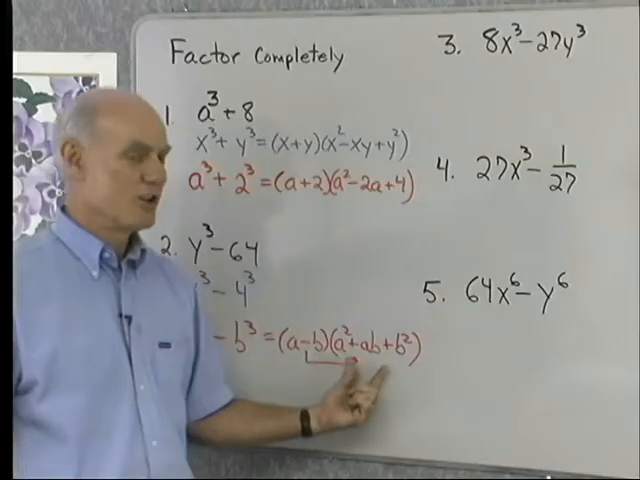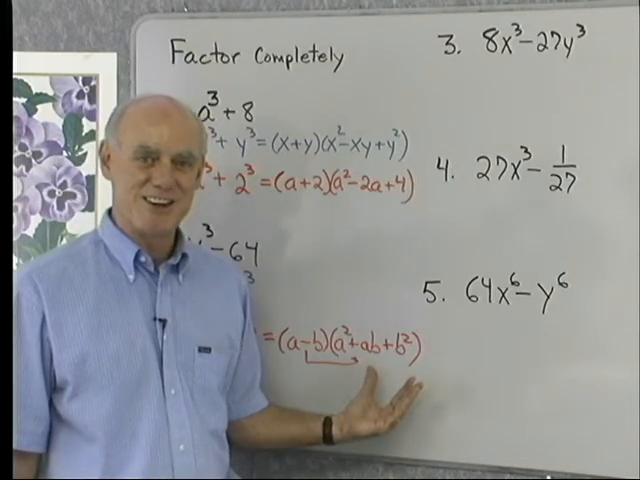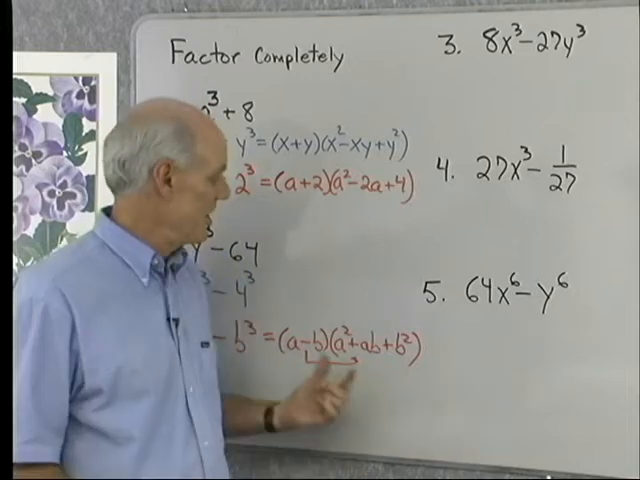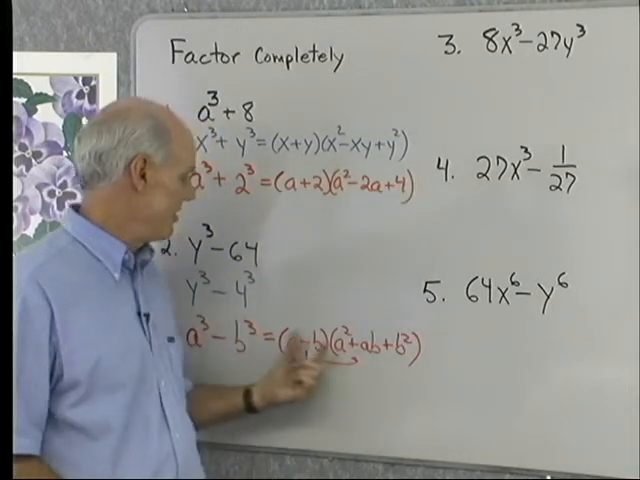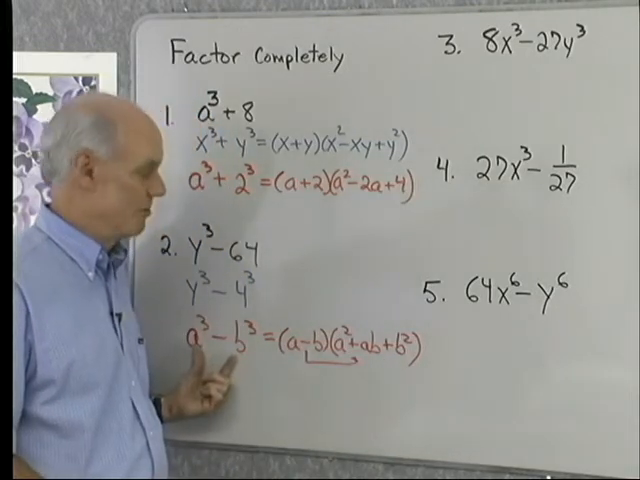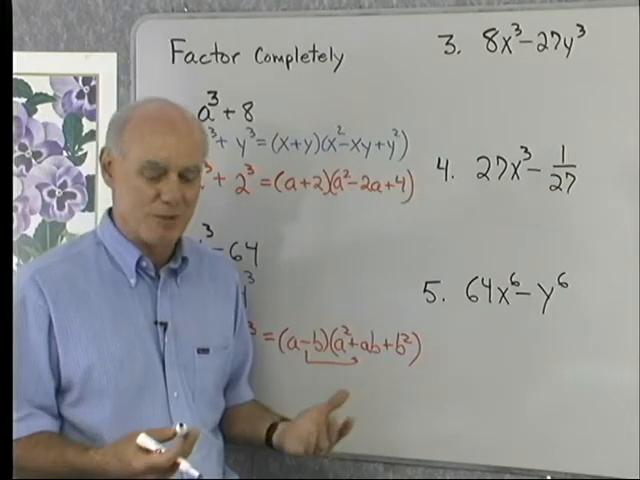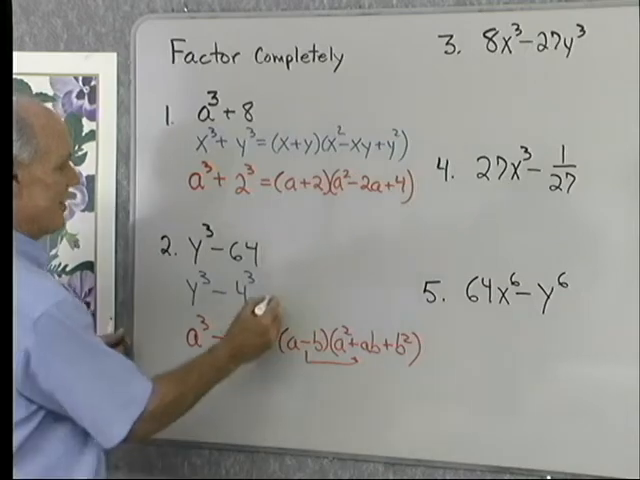Again, how do I know it looks like this? I memorized it, okay? First of all, I have to trust it before I memorize it. How do I trust it? I multiply these two things together and I get a cubed minus b cubed. Then once I've trusted it like this, I can memorize it, and then I have to try to apply it. So that's what we're doing right here.